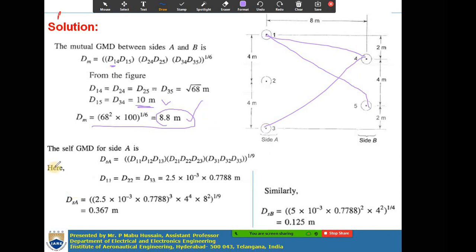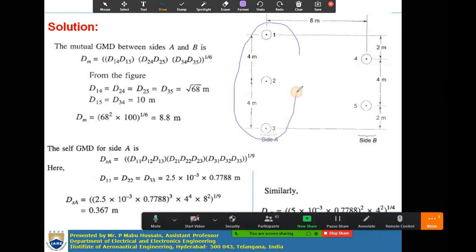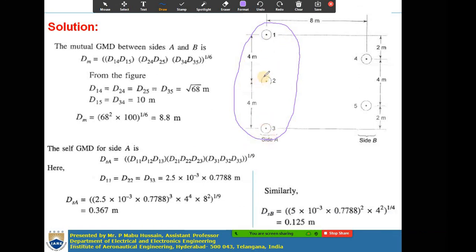Okay. So, in a similar way you have to calculate the self GMD for side A. While calculating self GMD you have to consider only one single conductor which is having number of strands. So, here if you take one side which is having 3 conductors, you have to write the self GMD. So, now you take first subconductor. Then all the distances, product of all the distances considering its own distance itself.